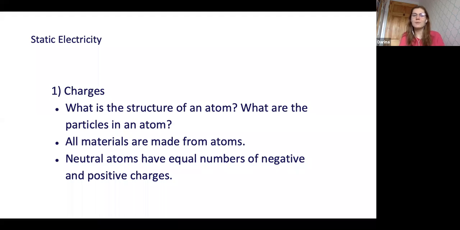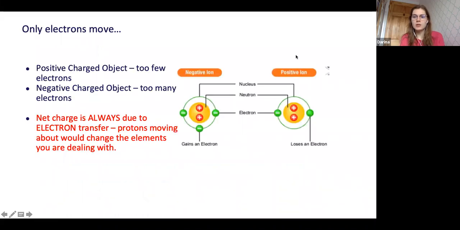We've been learning this since year 9, maybe even before that. We've got protons, neutrons, and electrons. Which of those have a positive charge? Protons. And which have a negative charge? Excellent, electrons. All materials are made out of atoms, and usually neutral atoms have an equal number of negative and positive charges, so an equal number of electrons and protons. But what happens when you knock electrons off and change the structure of the atom?